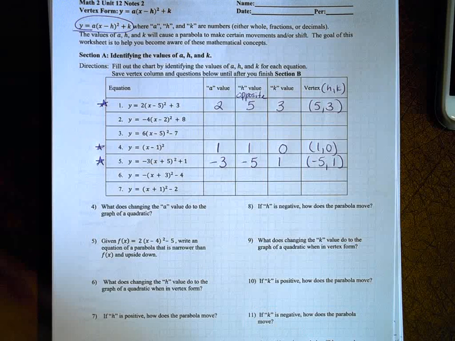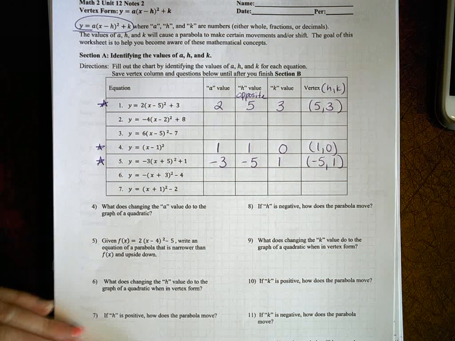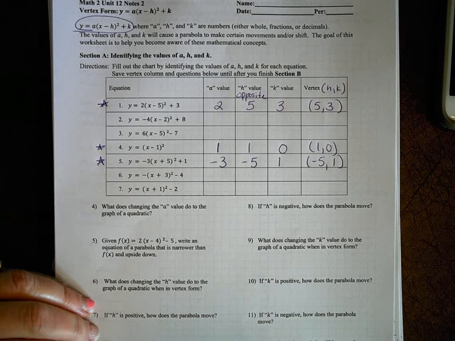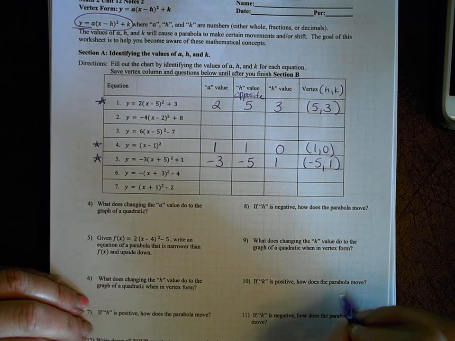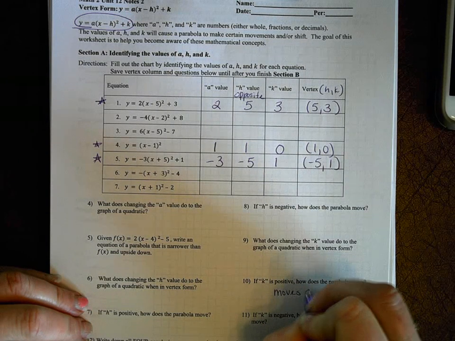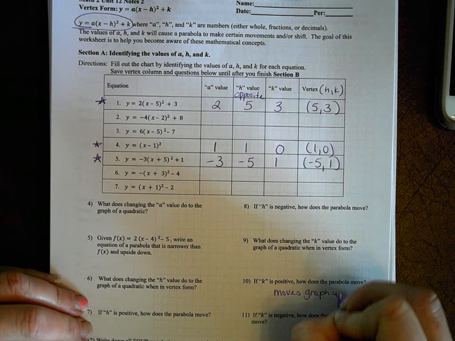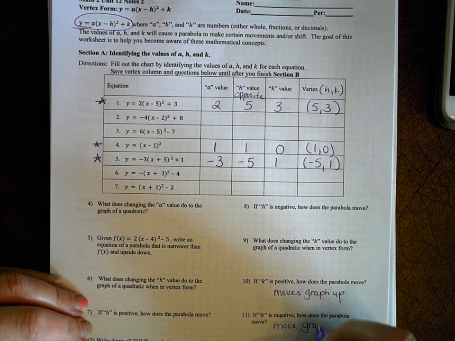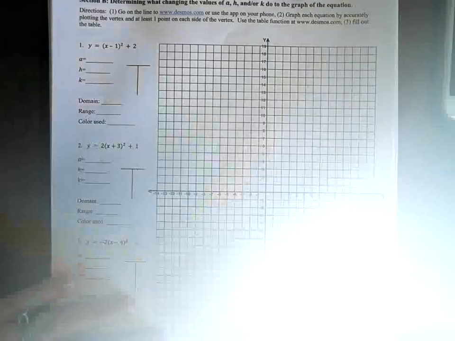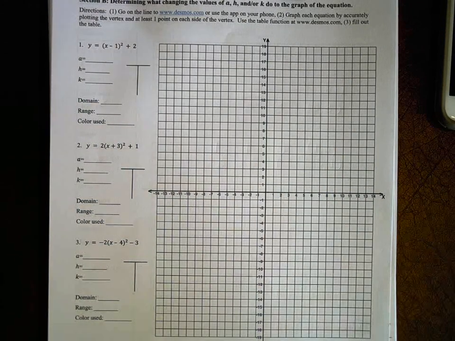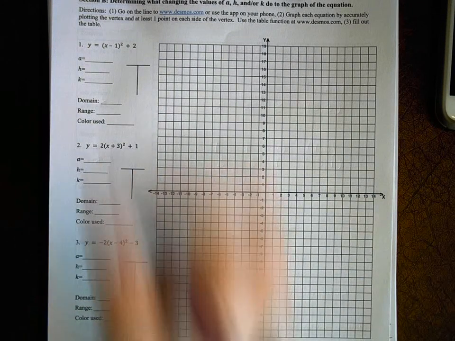Okay, this will ask you just different things about A, H, and K. So hopefully you can kind of understand. Really quickly, if K is positive, what does it do to the graph? It moves the graph up. And this is going to move the graph down. Okay, I'm going to go on to the next page. On the next page, it's going to ask you A, H, and K, and then it's asking you to graph it, and it has a little table here.